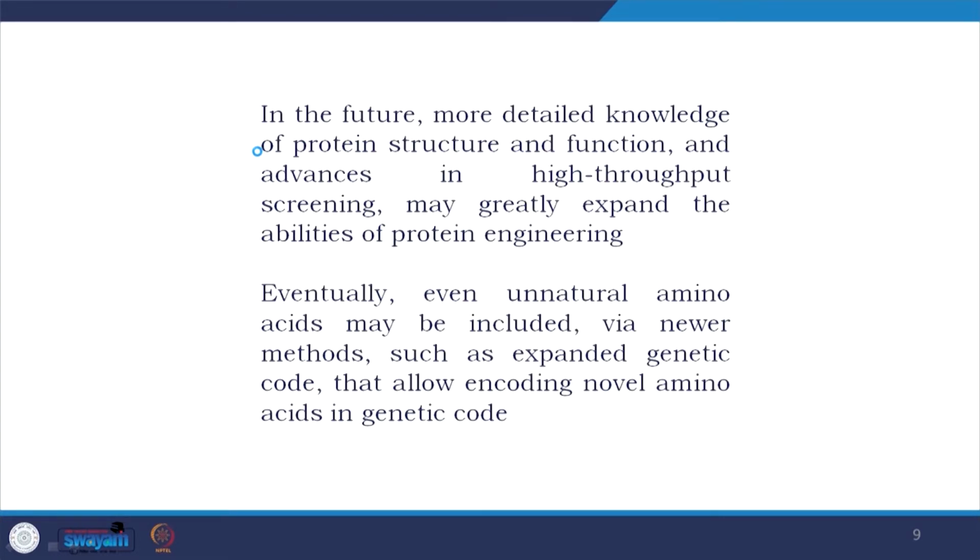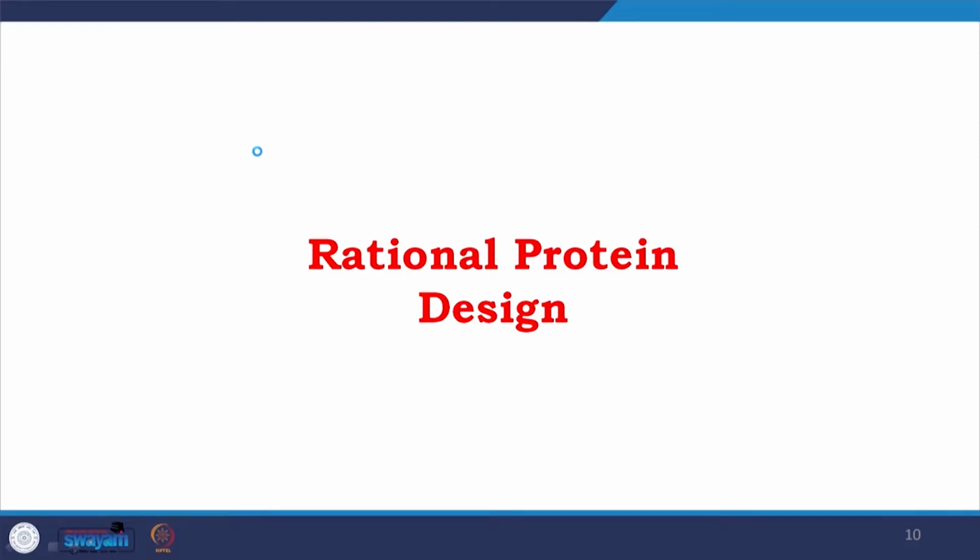It would allow encoding novel amino acids in the genetic code, and what more you could do with only 4 bases, 4 nucleosides, you have 61 codons. Each incorporation will make so many possibilities, and we could really expand the chemistry. So, with that I am coming to rational protein designing.